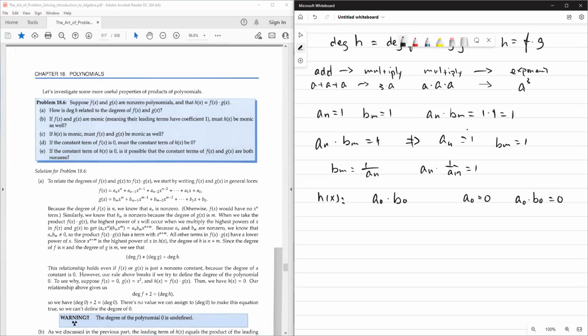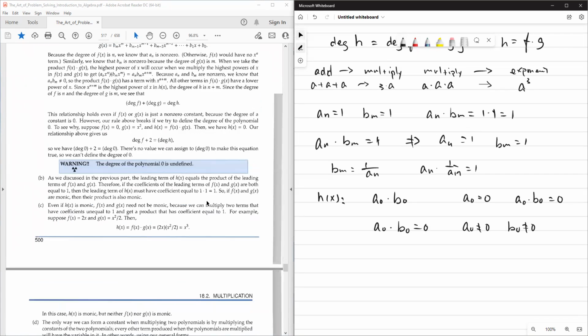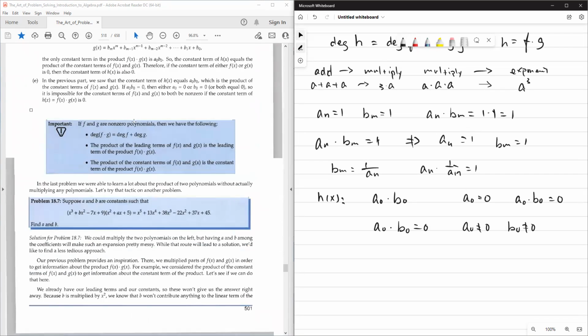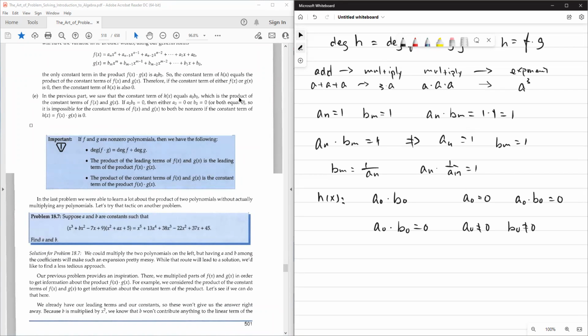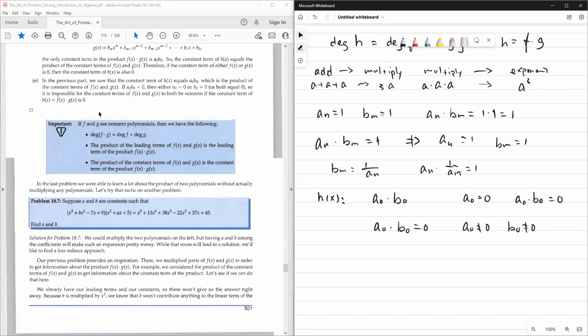If a0 multiplied by b0 equals 0, is it possible that a0 is not 0 and b0 is not 0? We know the product is 0 only if one or both of them are 0, right? So it's impossible for both to be non-zero. If you have two non-zero constant terms, you always have a non-zero constant term for the product. If one or both of them are 0, then you have a 0 constant. Okay, so here's the conclusion.